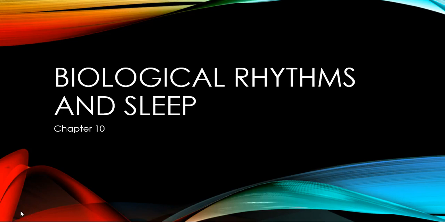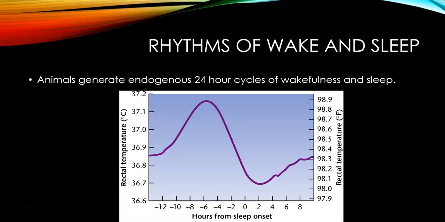Hello everybody, today we're going to be talking about Chapter 10, Biological Rhythms and Sleep. Animals generate endogenous 24-hour cycles of wakefulness and sleep. We call a 24-hour cycle a circadian rhythm, meaning that about every 24 hours you at some point get tired at night, fall asleep, wake up, stay awake during the day, and fall asleep again the next night. That pattern happens again and again over about a 24-hour period.